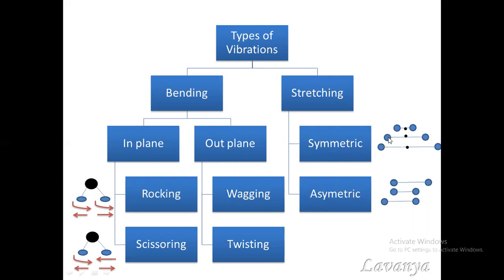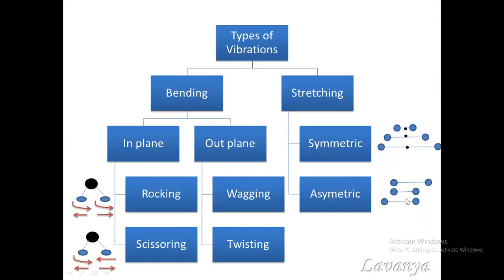If I take this as my molecule with a center of gravity at this point, in symmetric stretching both the atoms can compress or stretch equally without changing the center of gravity. Either it can be a stretching or it can be compression. You can observe both the atoms are moving with the same length. They're compressing equally and they are stretching equally. Such type of stretching is called symmetric stretching.